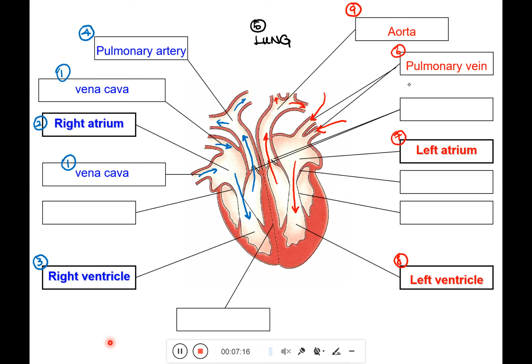One thing to notice is that even though this is a vein, it carries oxygenated blood from the lungs. So veins and arteries are not defined by the type of blood they carry. They are defined by the direction of blood flow. These are veins, even though they carry oxygenated blood, even though I use red arrows, because the blood is flowing back towards the heart.